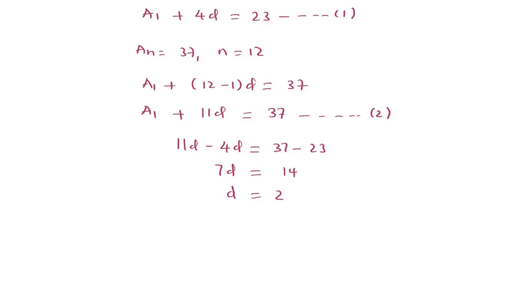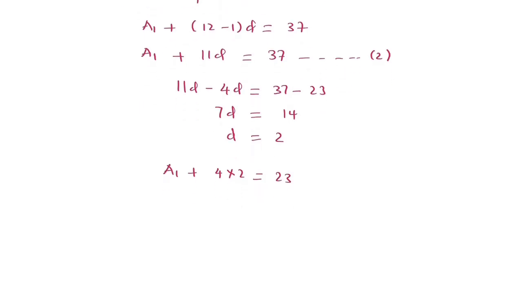Now we have the value for d. Let us substitute d, which equals 2, into equation number 1 in order to solve for a1. Our equation is going to be a1 plus 4 times 2 equals 23, which becomes a1 plus 8 equals 23. Let us now make a1 the subject. We have a1 equals 15. Therefore, the first term is 15 and our common difference is 2.